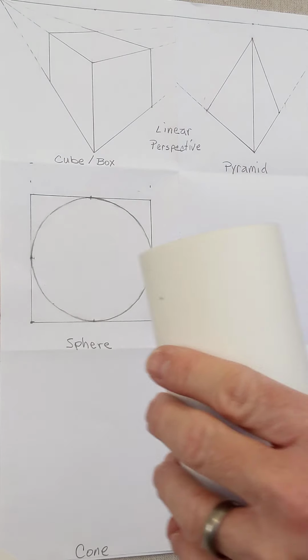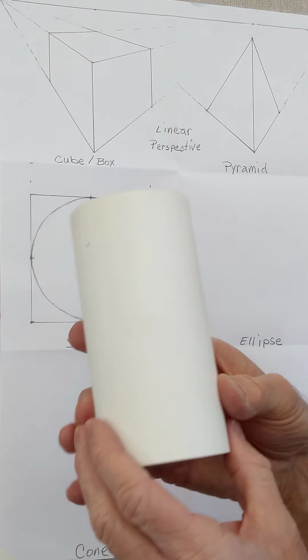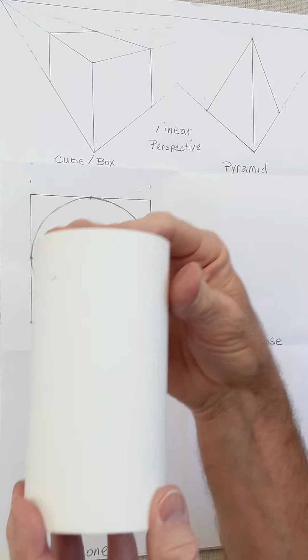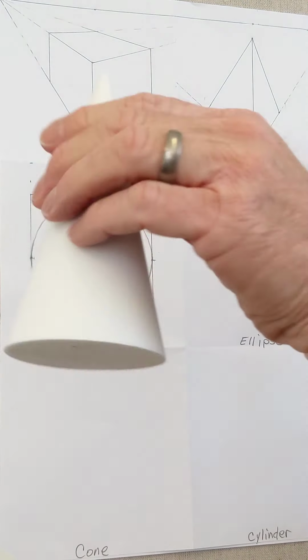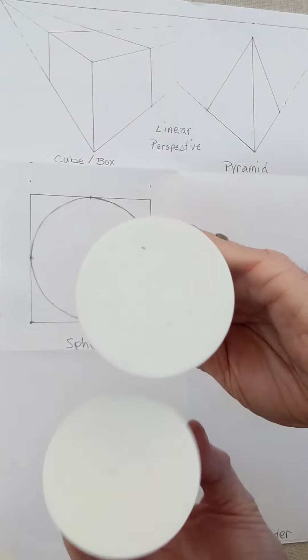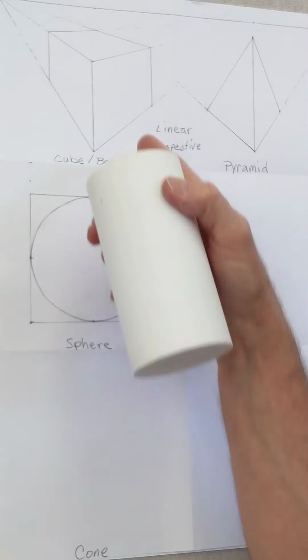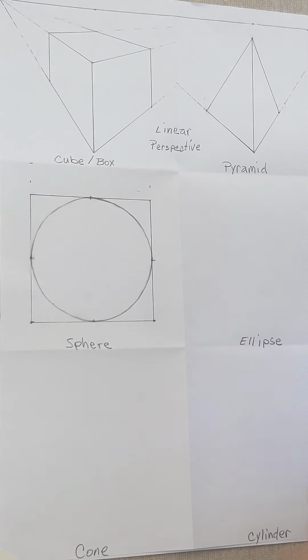We're going to be doing this one where it tilts this way because we need to know that to be able to draw a cylinder and to draw a cone, because they are based on a circle, unlike a cube and a pyramid, which were based on squares.